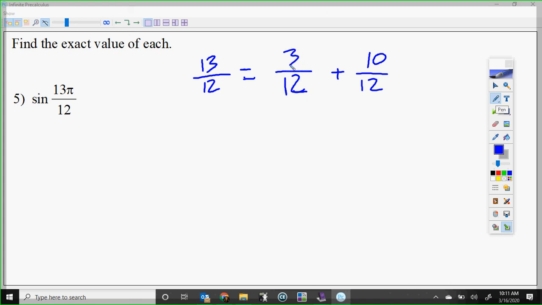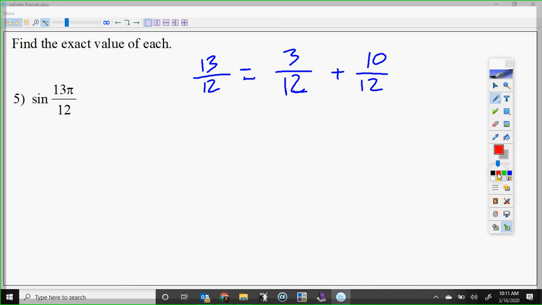3 and 10. 3 plus 10 is 13. 3 over 12 simplifies. 10 over 12 simplifies. I could use 4 and 9. Both of those would simplify as well. 6 and 7 would not. 8 and 5 would not. So probably 3 and 10 or 4 and 9 would be your two options.